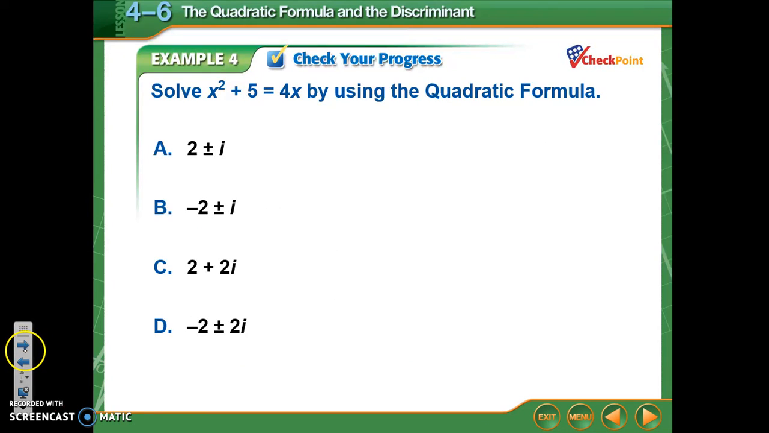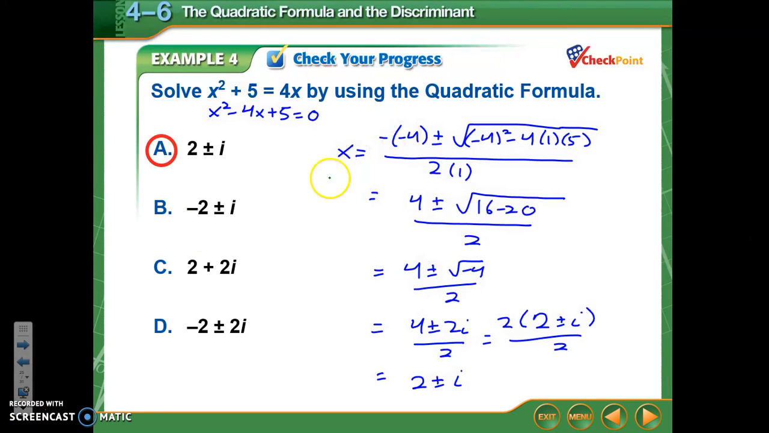All right, you guys try this one. All right, the answer to this one is A. And there's the work if you need to pause and take a look at that.